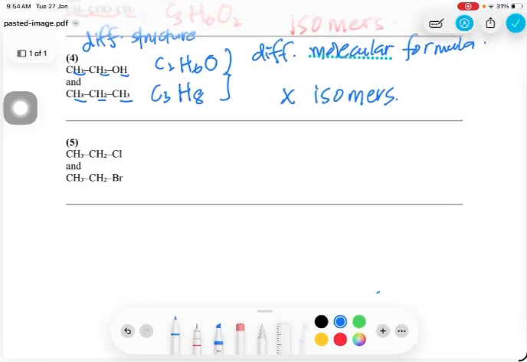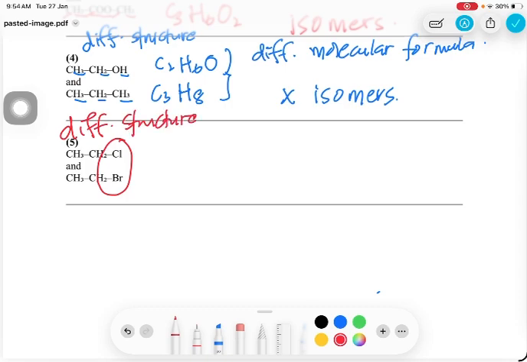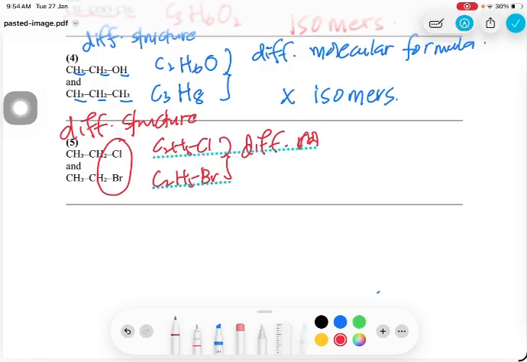Okay, let's check the last one. Is again very obvious when we see one contains Cl, another one is bromine, so they have different structure. So again, when we write the chemical formula, C2H5Cl, another one also C2H5 but is Br. So for these two, they have different molecular formula. So they are not isomers.